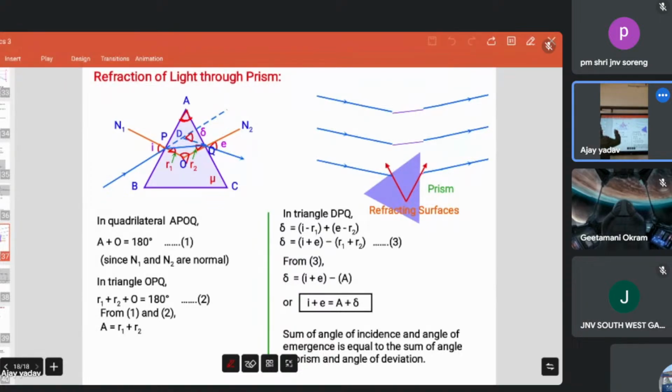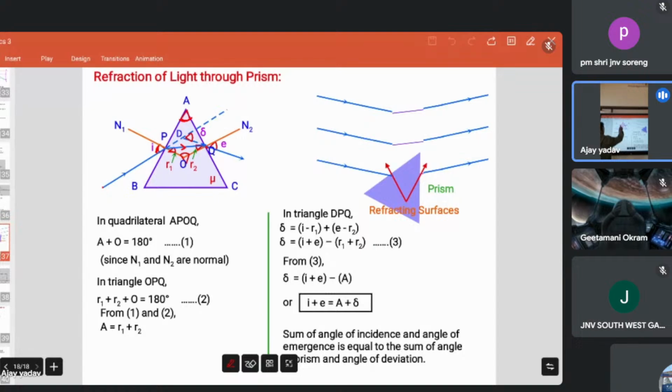So one ray is incident on the first refracting face. First refracting face is AB. So a ray of light is incident on this refracting face. And this is the normal. N1 is the normal. So this angle is called angle i, angle of incidence. Now this light refracts. It is going from rarer to denser medium, so it will bend towards the normal. Again, it will fall here. It will go from denser to rarer, so it will bend away from the normal.